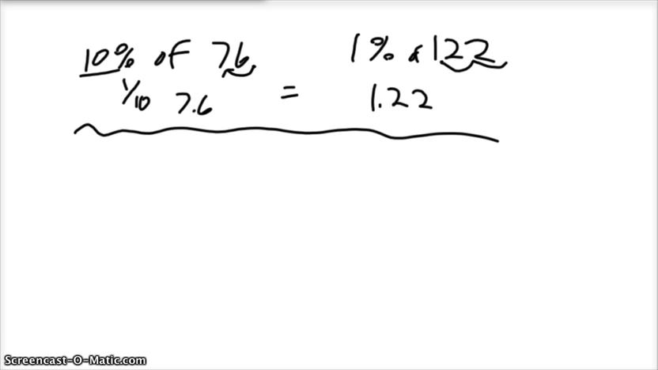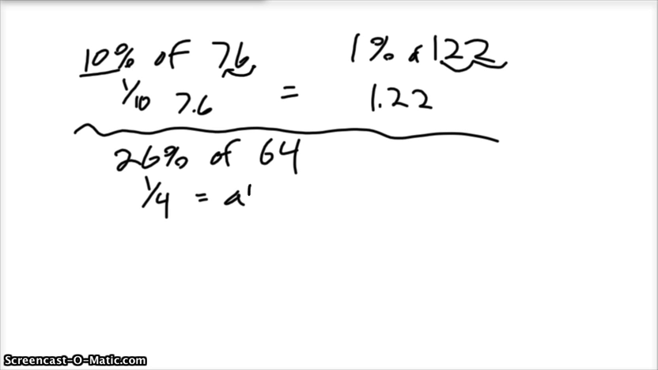All right, next one. Estimate percent of a number. So here it is. We got 26% of 64. So we're going to round. 26% is closest to 25%, which would be 1/4. So my method again, 64 divided by 4 is 16. And we multiply that by 1. So we would say this is about 16. Remember, because we're estimating, we have to put the about.